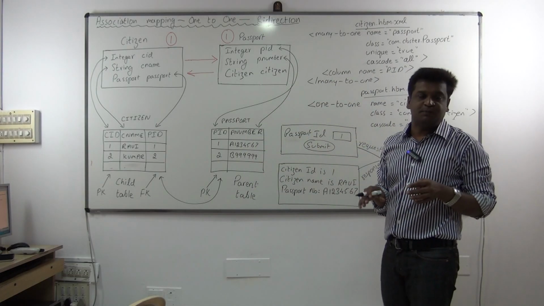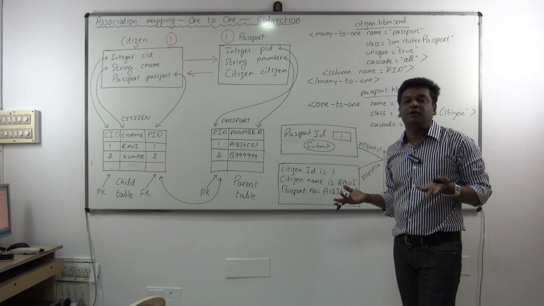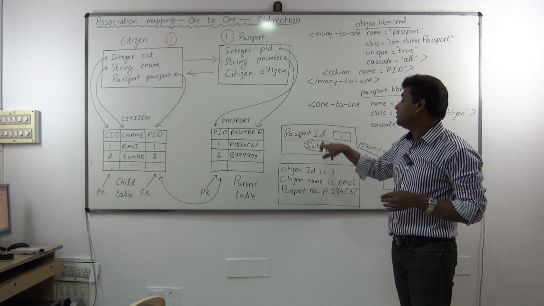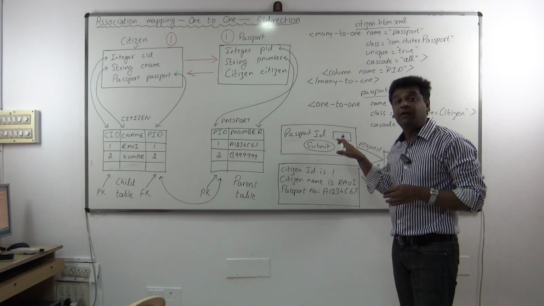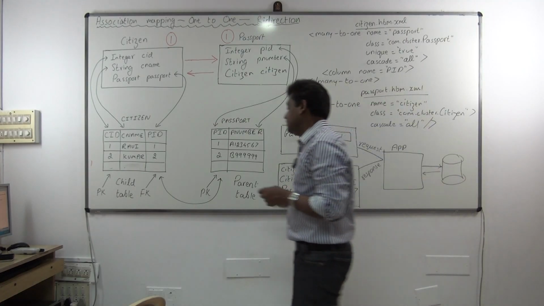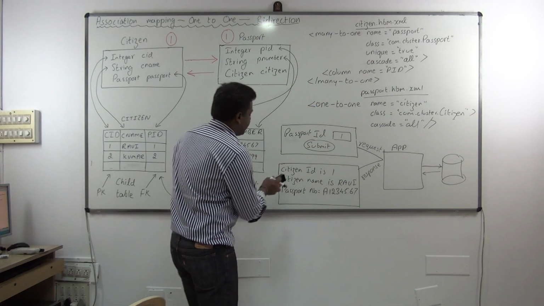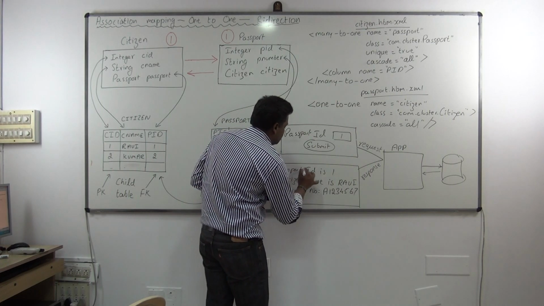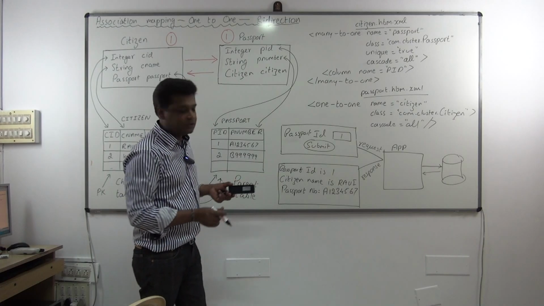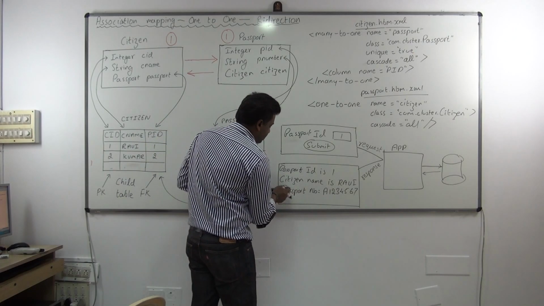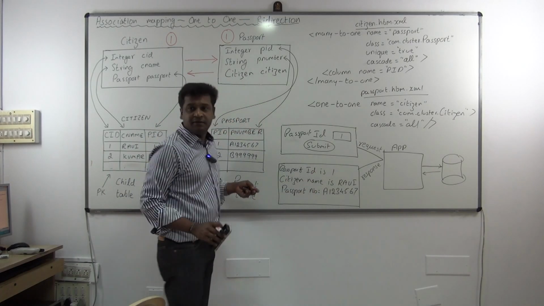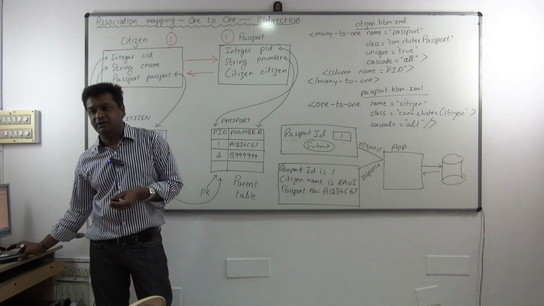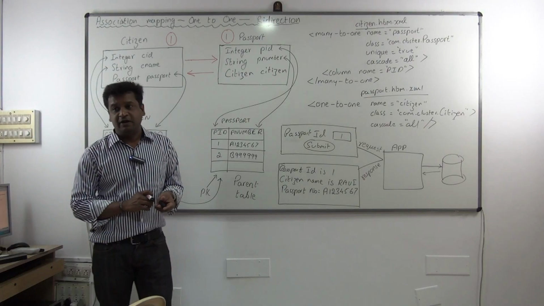Citizen information, because the passport entity does not have any information about the citizen. That's why we make it bidirectional. Now look at the scenario. If I enter the passport ID, I want all the details. What details? See this. Passport ID is 1. Understood? Citizen name is Ravi, right? Passport number is A123456. So this is my scenario now in my project.